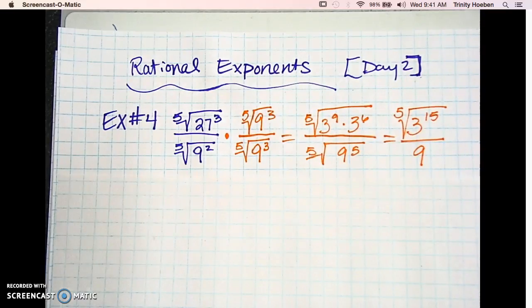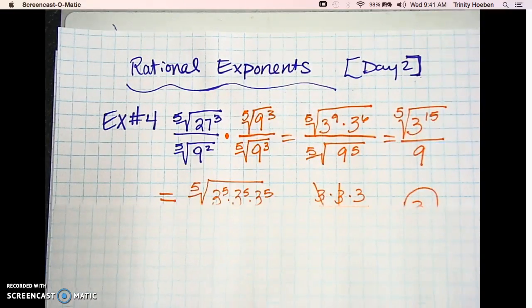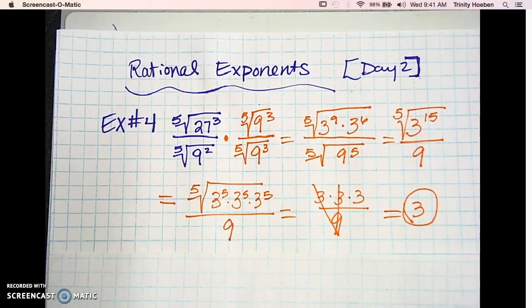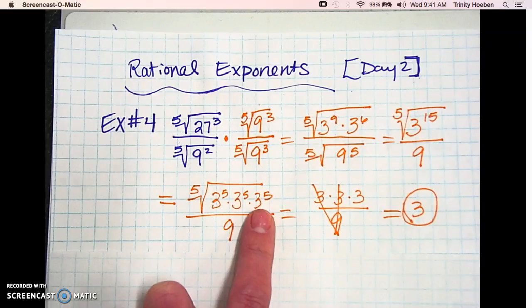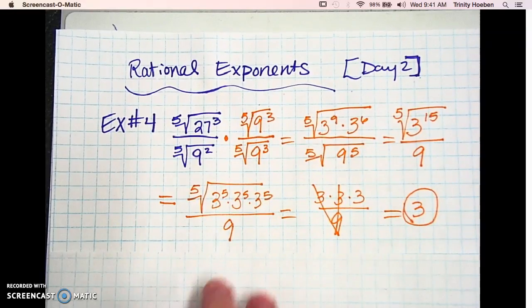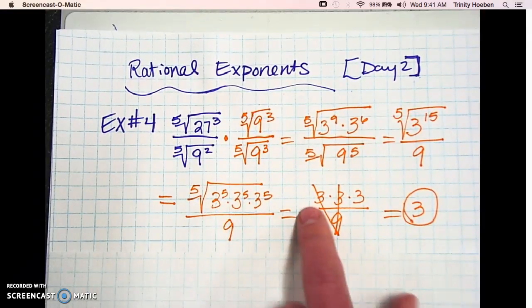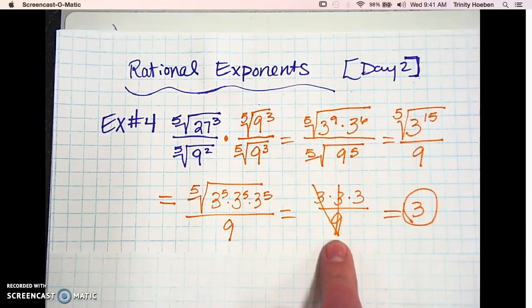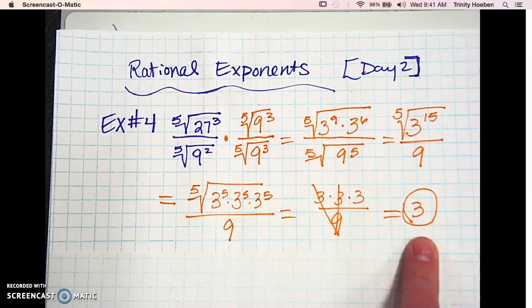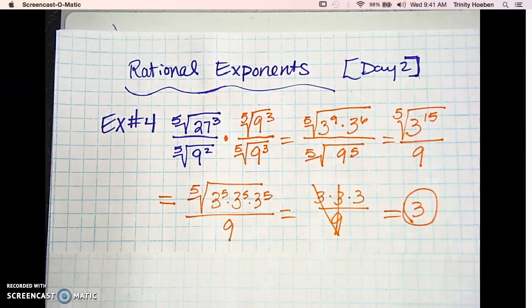Well, if I'm taking the fifth root, the easiest thing to do is rewrite it as 3 to the fifth, 3 to the fifth, 3 to the fifth, and take the fifth root. So each of these comes out of the fifth root and cancels. Two of them will cancel with the denominator of 9, and we'll be left with 3.